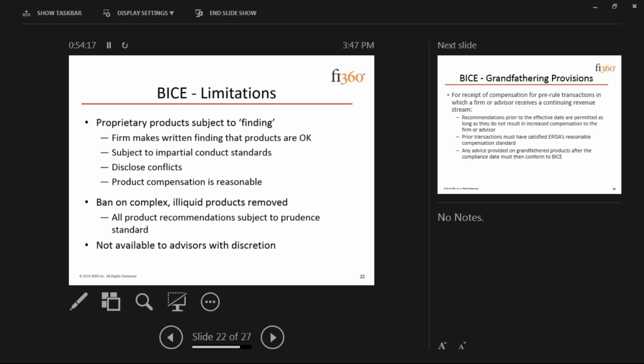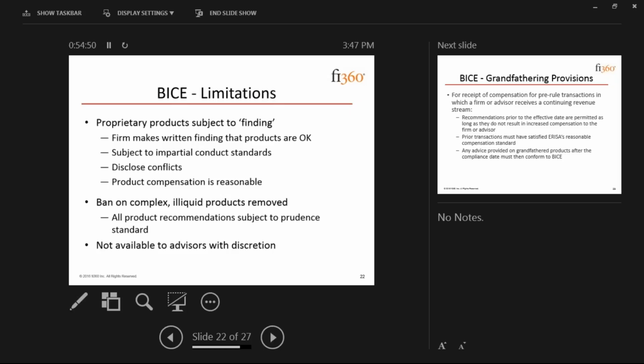So, it continues to get tougher, I believe, to articulate and argue that it's in the client's best interest. So we will probably see a movement away from proprietary products as we go forward, but time will tell. They have to disclose the conflicts as they produce this finding, and the compensation has to be reasonable. So they're going to have to demonstrate in documentation that all of those standards are being met with respect to their own proprietary products.